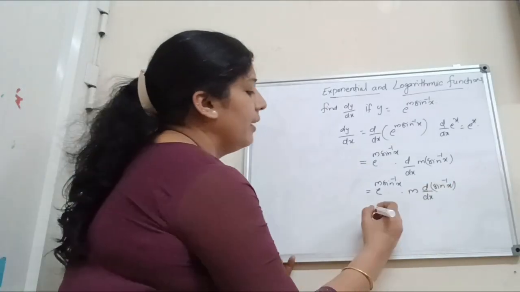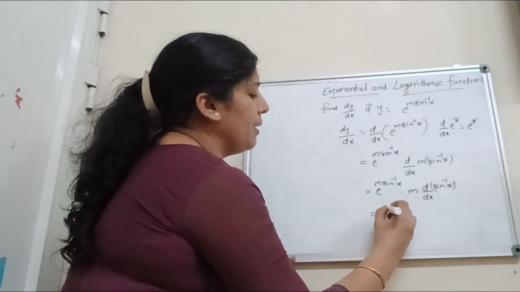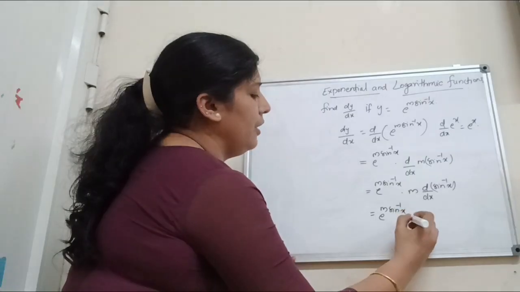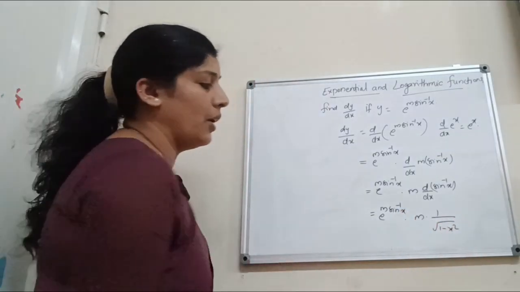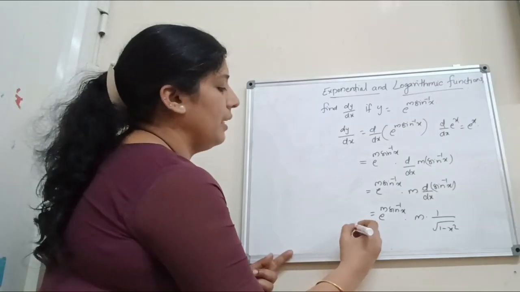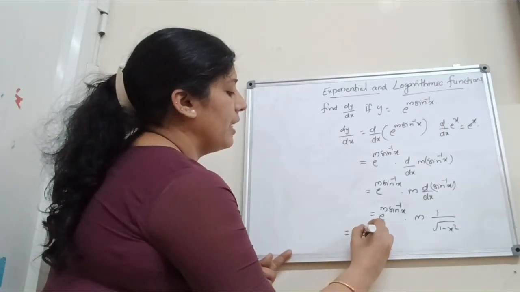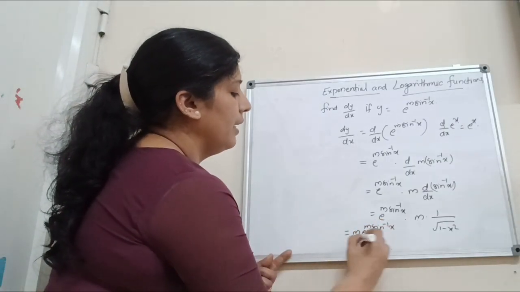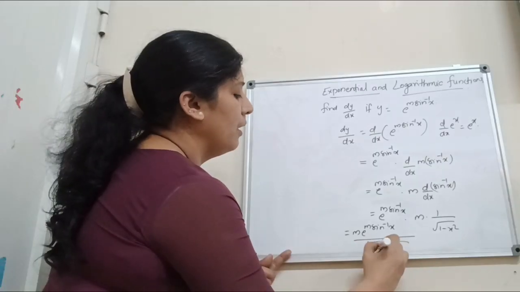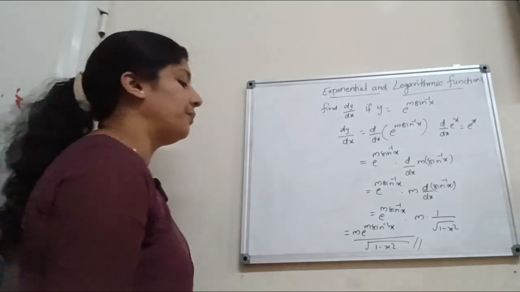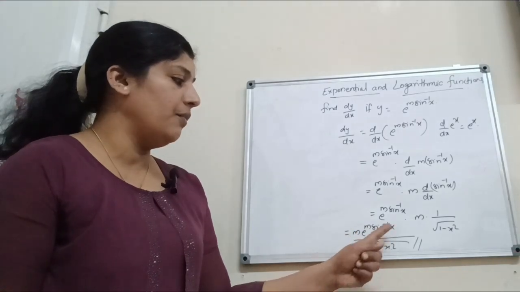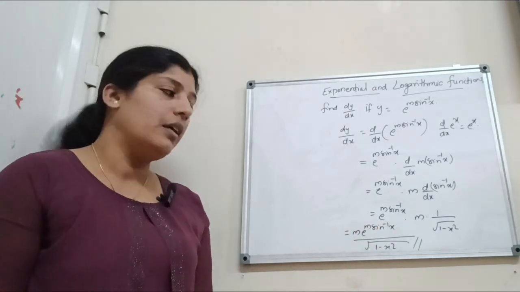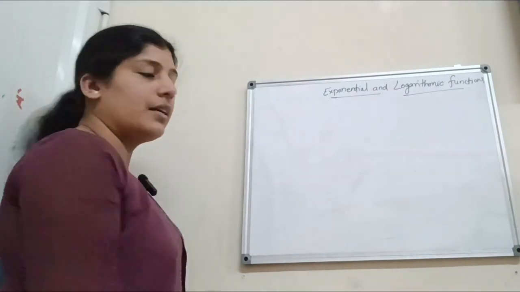Then substituting here, that is equal to e raised to m sine inverse of x into m into 1 by root of 1 minus x square. That is, it is equal to m e raised to m sine inverse of x divided by root of 1 minus x square. That is, dy by dx equal to m e raised to m sine inverse of x divided by root of 1 minus x square. Next, consider the question.